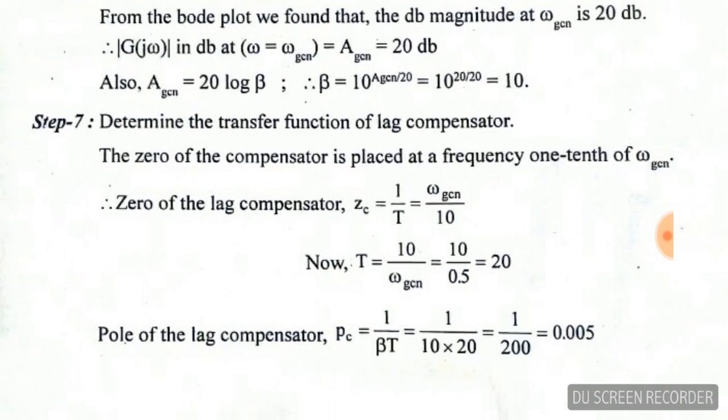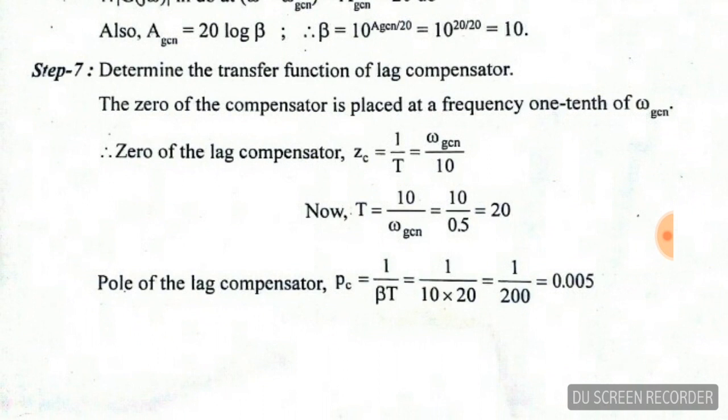Okay, now we are moving to the final piece of the jigsaw: determine the transfer function of the lag compensator. So we need to find the zero of the lag compensator as well as the pole of the lag compensator. The zero of the lag compensator is 10% of omega gcn. That is 1 by T, equal to omega gcn by 10, and T is equal to 10 by omega gcn. So we get the value of T, 20, and 1 by 20 is the zero of this compensating transfer function. The pole of the lag compensator is 1 by beta T. We know the value of T and beta, so the pole is 1 by 10 into 20, that is 1 by 200, that is 0.005.